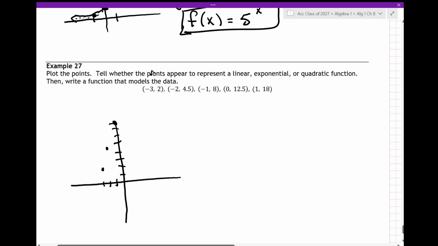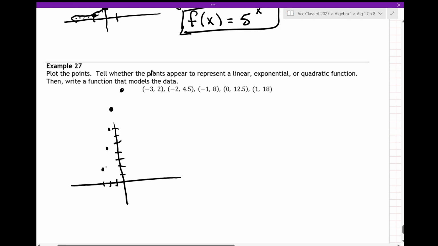0. Oh, did I write that wrong? I did, didn't I? Oops. There. 12.5 would be somewhere up in that region. And then 18 is somewhere there. Well, I can't tell if that's... Maybe my graph's just bad, but that looks kind of like linear, doesn't it?